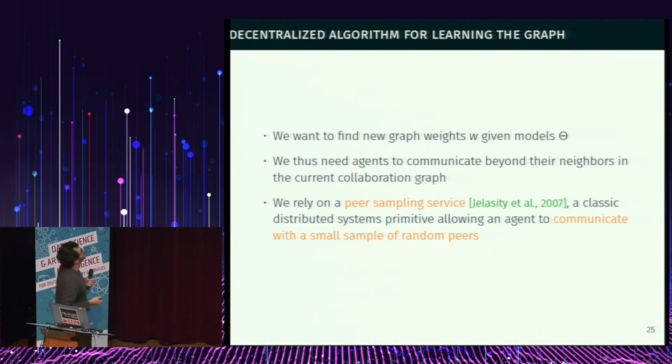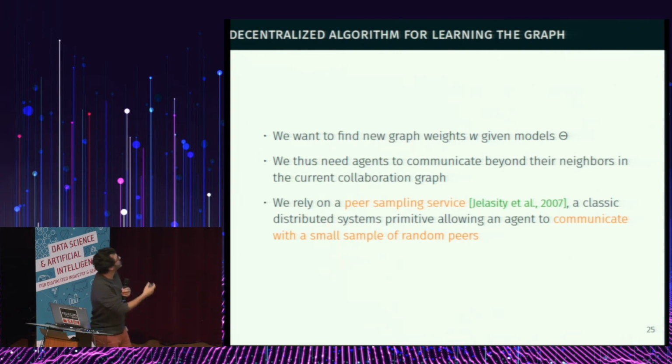Okay, I can quickly explain this maybe because it's kind of interesting. So now we want to update the weights, the graph. And so, of course, so far we were communicating along the edges of the graph, which is now a little bit of a problem, because if I want to discover new people that are maybe similar to me but not right now connected to me, I need to be able to reach those users.